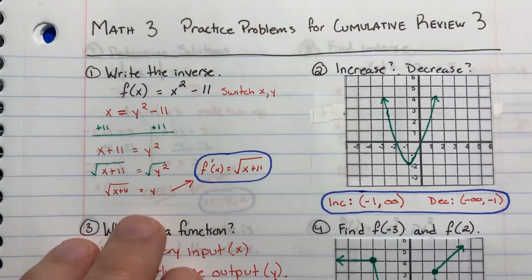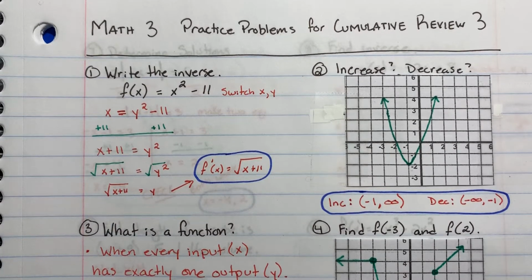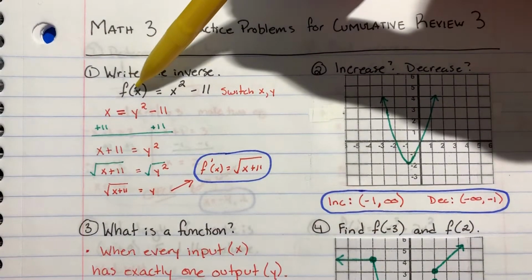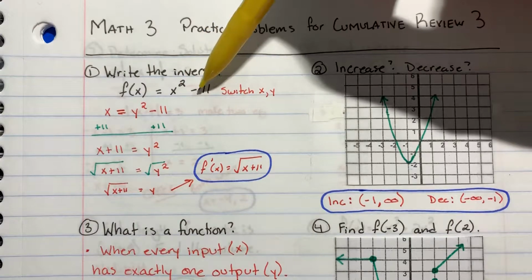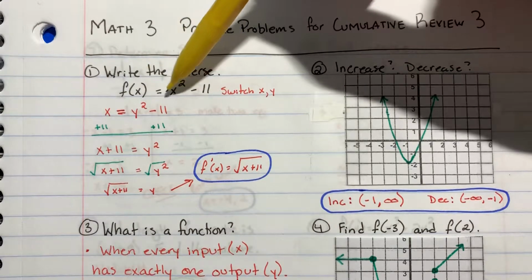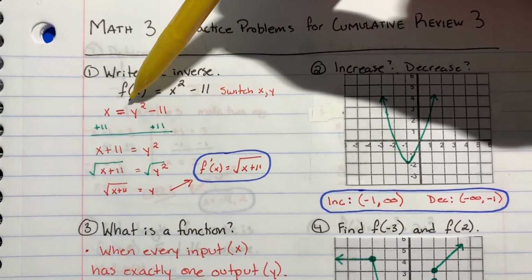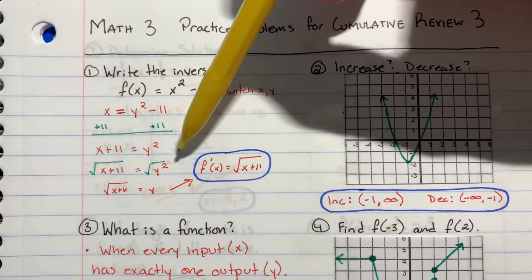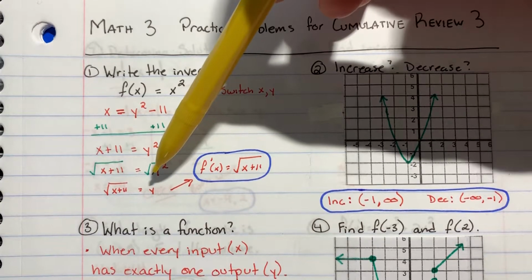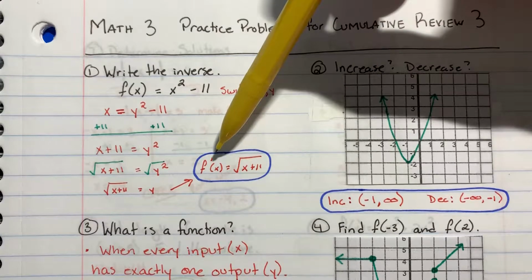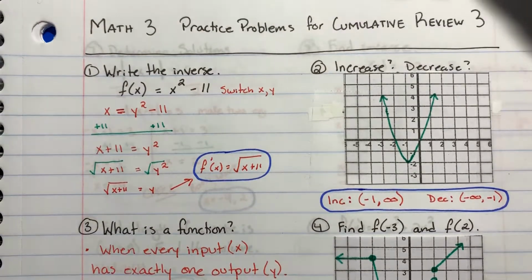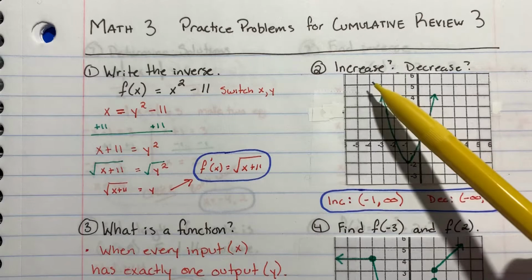Problem number 1. Whenever you're trying to write the inverse function, what you want to do is switch the x and the y. All right, so f of x is the same as saying y. So currently it says y equals x squared minus 11. You want to switch the x and the y variables, like so, and then just solve for y. Undo all of the operations to solve for y. And that's how we came up with this result, which we just changed back into the inverse function, f inverse of x.